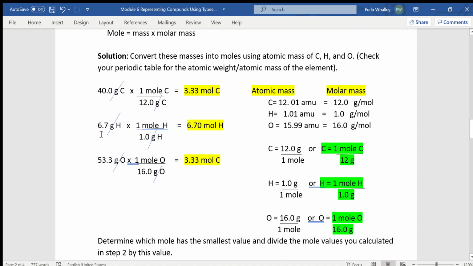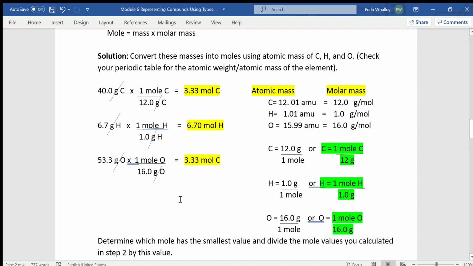It's the same with hydrogen. 6.7 grams times 1 mole per 1 gram. Gram and gram cancelled, and the answer is 6.70 mole of H. Then for oxygen, 53.3 grams times 1 mole of O over 16.0 grams of oxygen. Grams of oxygen cancel. What is left is mole. 53.3 divided by 16 is 3.33 mole of oxygen.